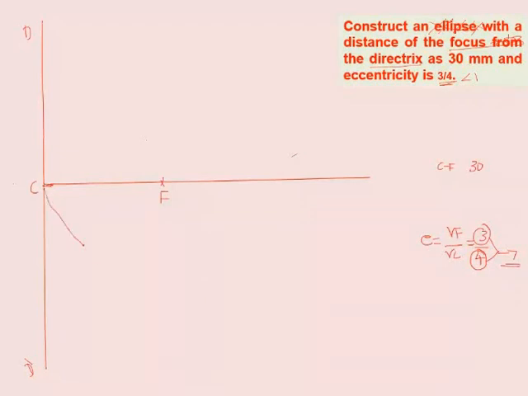Something like this, you make a line and divide this into 7 parts: 1, 2, 3, 4, 5, 6, 7. After that you connect this and this, and then you can make parallel lines. So totally it will have 7 divisions: 1, 2, 3, 4, 5, 6, 7 divisions.